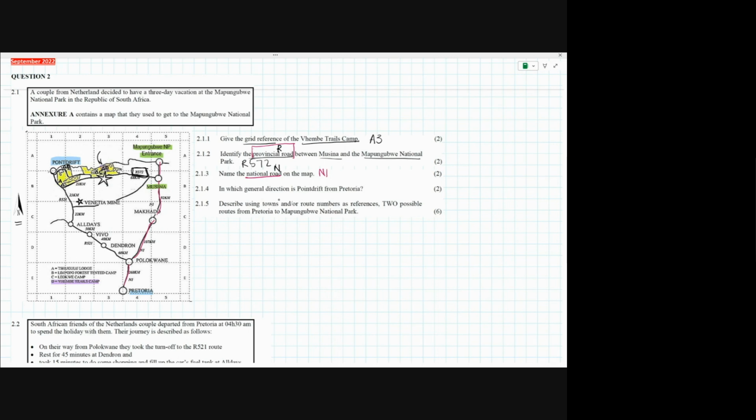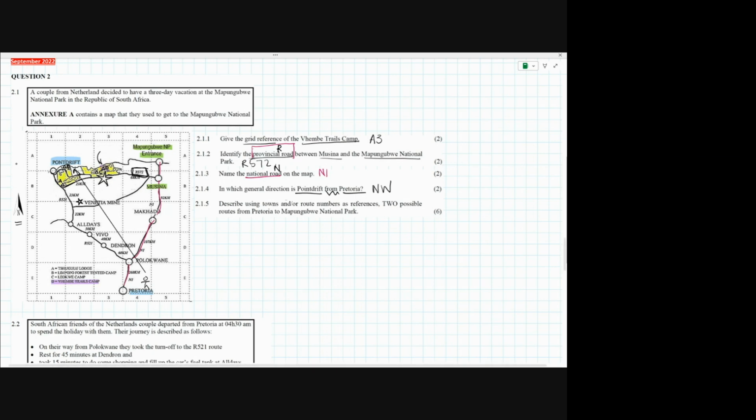And again, important to read the question because it says, in which general direction is point drift from Pretoria? So you are in Pretoria, you're looking to point drift. What is the general direction? And that's really important, that from. Ma'am, would it be northwest? Exactly. Okay, northwest. So from Pretoria, looking up is northwest.